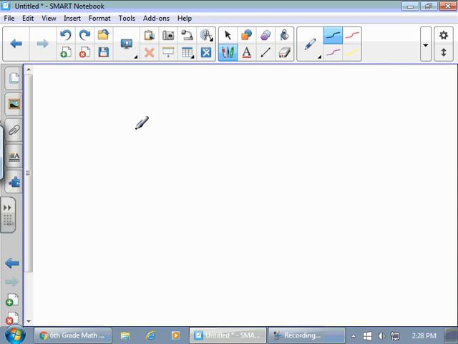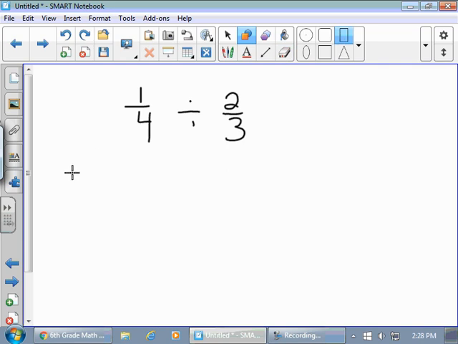Alright, now we're going to divide. So 1/4 divided by 2/3. Now dividing is a lot of the same, but it's a little different. Okay? You are not going to overlap your coloring on one rectangle. We have to draw 2 rectangles. So we're going to draw a rectangle to represent each of these numbers.